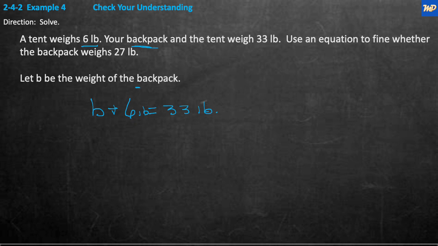Okay, so now we're going to substitute in for the B. And what are we substituting? We're asked to find whether or not the backpack weighs 27 pounds. So we're going to substitute 27 right here. We're going to say 27 plus 6 is equal to 33 pounds. Is that true or false? 27 plus 6 is, yes, it is true. So this is a true statement. Okay? Good job.